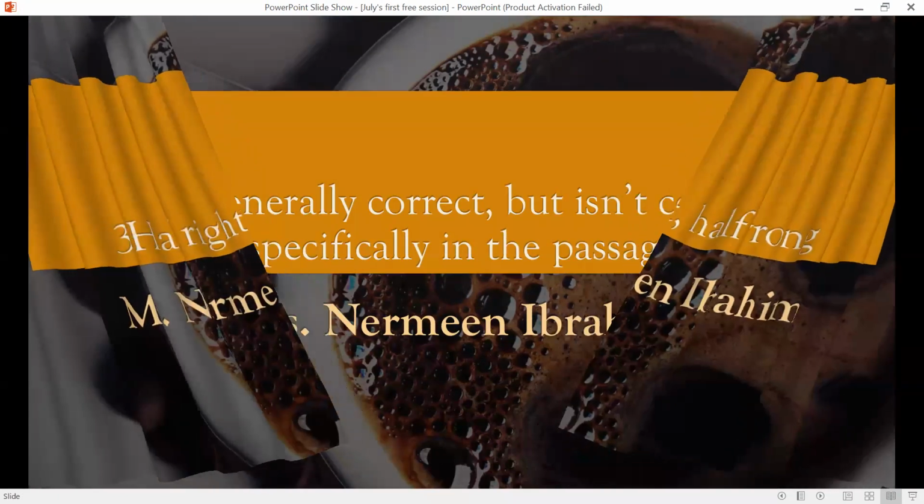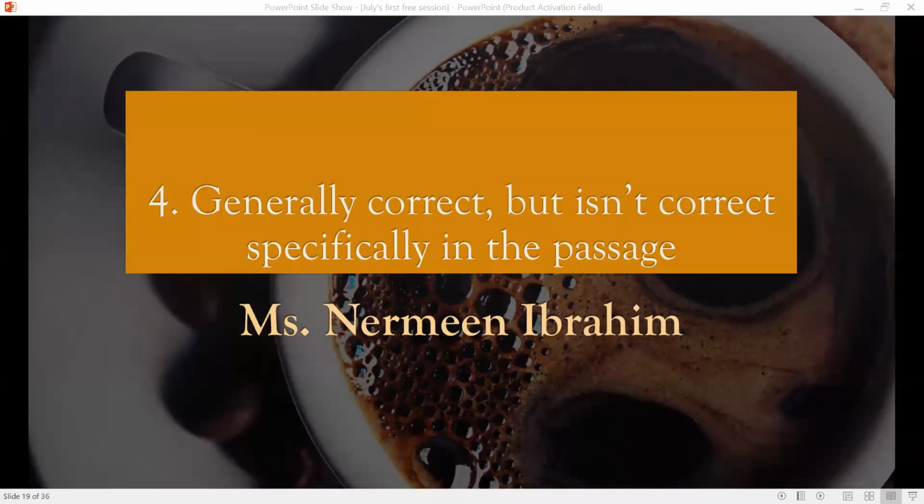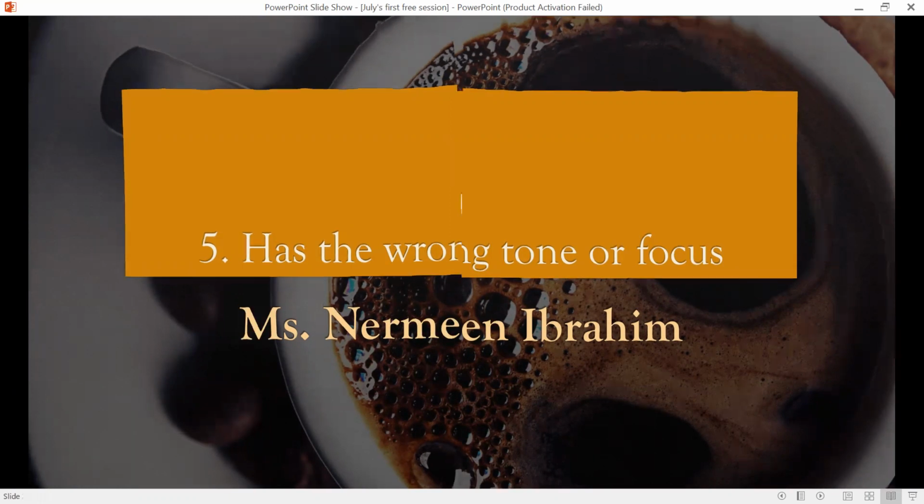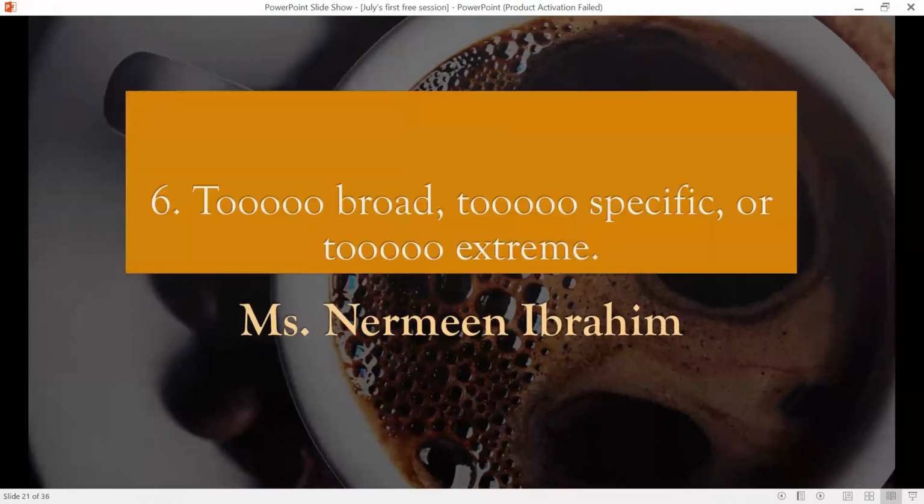Also, the answers that are considered to be generally correct but aren't correct in the passage simply because they weren't mentioned. Also, the answer that has the wrong tone, I mean the opposite of the tone mentioned in the text, this will be definitely incorrect. The answers that are too broad for specific questions, too specific for general questions, and too extreme are considered to be very incorrect.